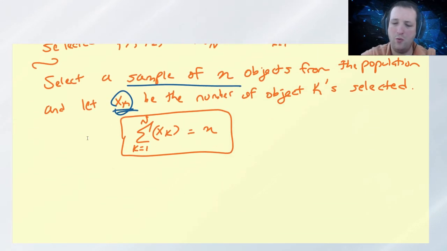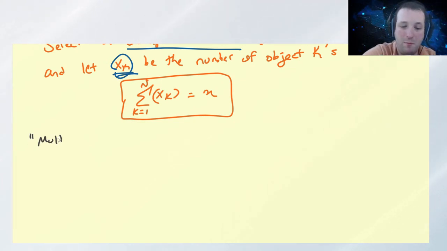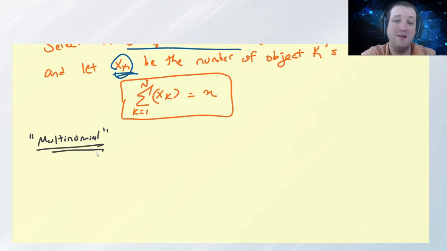So what is the probability distribution associated to this? This is going to be called the multinomial distribution. So it's a generalization of the binomial. So instead of only having success and failure, you have type 1, type 2, type 3, all the way down to type n. All right?